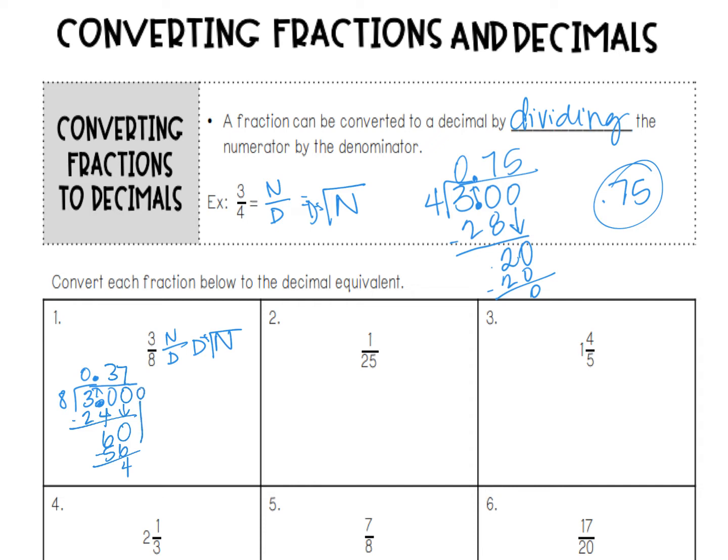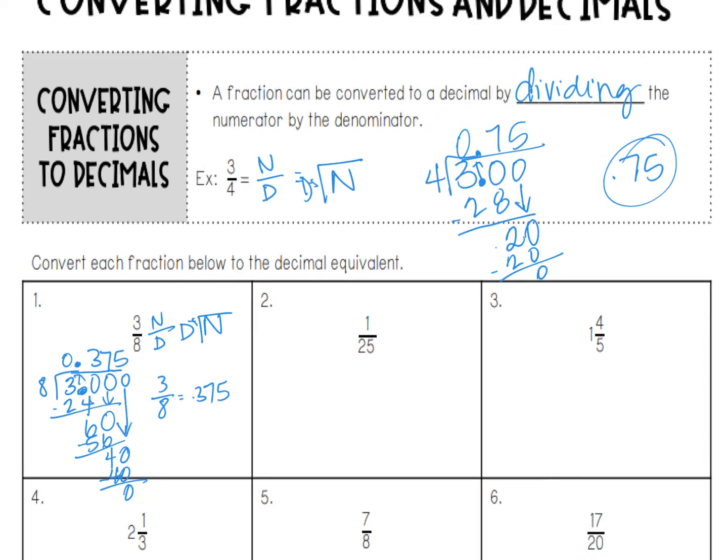I need to add a 0 and bring it down. 8 can go into 40 5 times. 8 times 5 is 40. And 40 minus 40 is 0. So that means I am done. And 3/8 is equivalent to 375 thousandths.